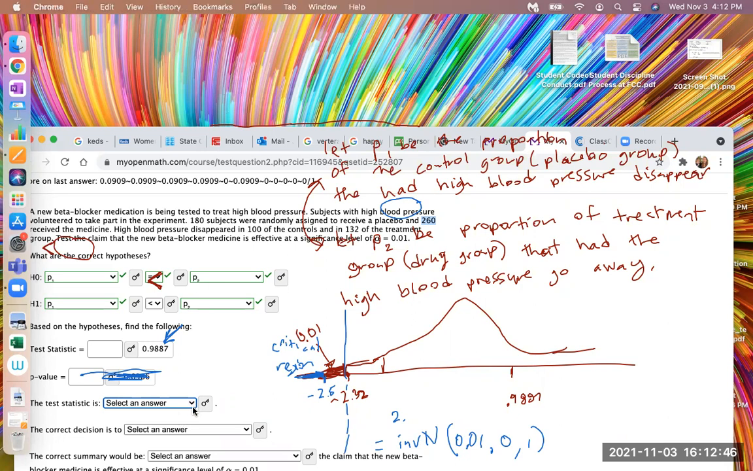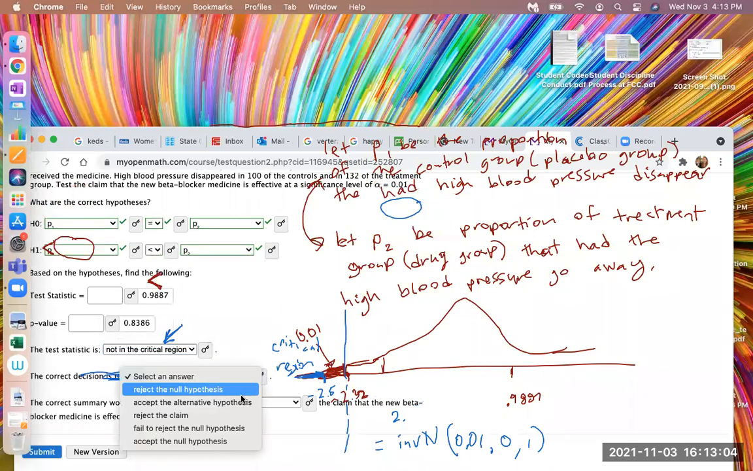So we would say, in this situation, since the test statistic is not to the left of negative 2.32, it's actually to the right. It's right here. Our test statistic is over here, the 0.9887. It is not in the critical region. And then the correct decision here is we fail to reject the null hypothesis.